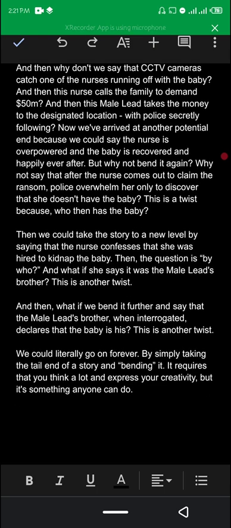Now we've arrived at another potential end, as I said, because you can say, okay, the male lead has brought the money now, or they will trade the money and get his baby back, and then maybe the nurse will be arrested and so on. But let's twist that end, let's bend that end again.